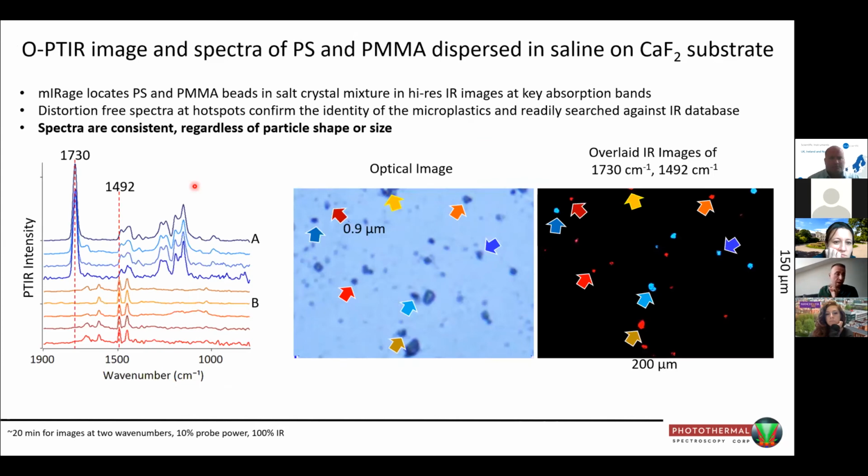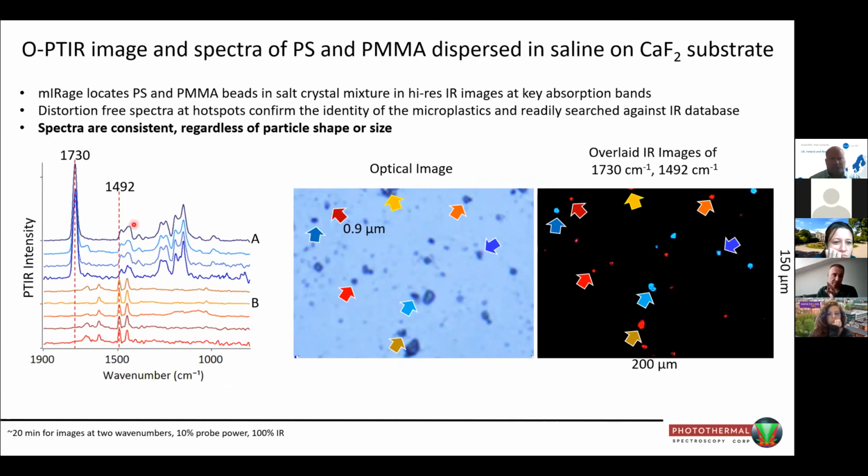With O-PTIR, you only get a signal when you have an absorbance. And that's the beauty of it, which makes it really immune to the presence of non-absorbing but scattering particles like salt crystals. So here we can see the salt, there's a big salt crystal there, there's a particle next to it. These are all the polystyrene particles from the different sizes. These are the PS spectra, the PMMA spectra. Again, the spectra are consistent regardless of particle shape or size.